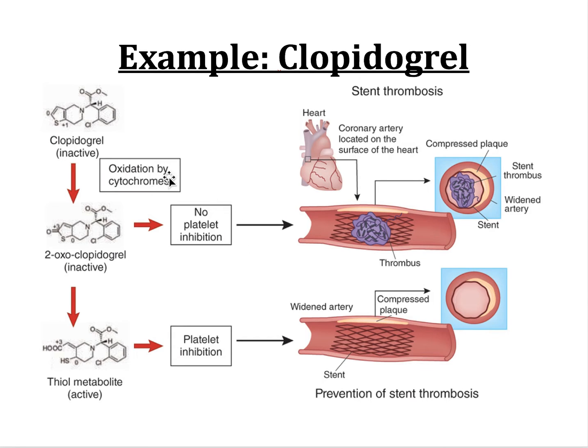As an example, here is clopidogrel's nomenclature. It's usually in an inactive form, then oxidation by cytochrome occurs, and then it becomes further oxidized to the thiol metabolite, which is the active form. This is a stent. A stent is basically a small cage that doctors put in when an artery is occluded, thin and narrowed. First they use a balloon dilator to open the artery, and then they remove the excess plaque.